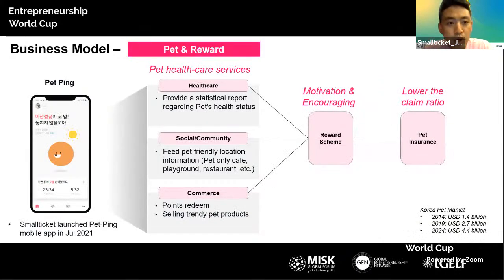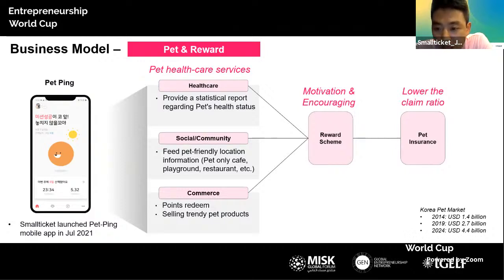What about Pet and Reward? In July 2021, we launched the mobile app called Pepping. In our mobile service, we provide a healthcare service, a social and community service, and even a commerce platform. To motivate increased activity in the mobile app, we designed a reward scheme, which is aligned with the pet insurance program. Through those activities, we eventually lower the claim ratio for the pet insurance, meaning that there will be more benefit to our customers.